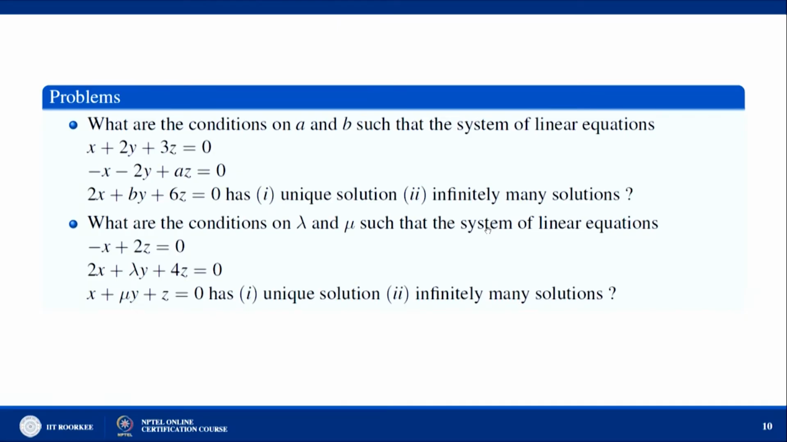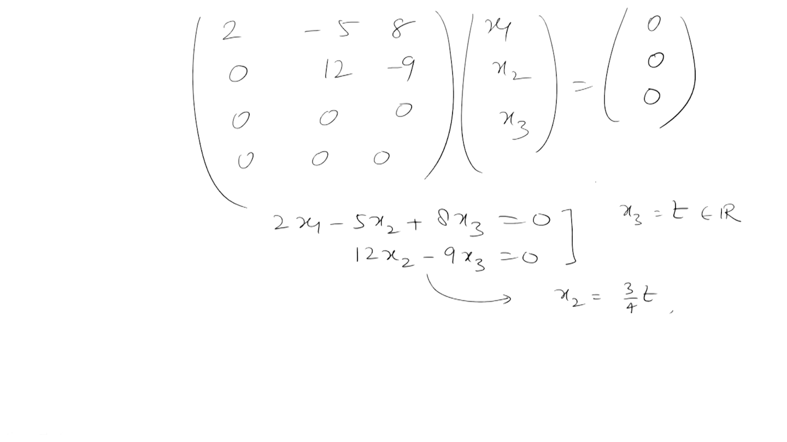So, now let us solve these two problems. What are the conditions on a and b such that the system of linear equations has unique solution or infinitely many solutions? We have to find out the conditions on a and b such that this system has unique solution or infinitely many solutions. So, let us try this problem now. Now, what is the coefficient matrix here? The coefficient matrix is 1, 2, 3; 1, minus 1, minus 2a; and 2, b, 6. This is the coefficient matrix.